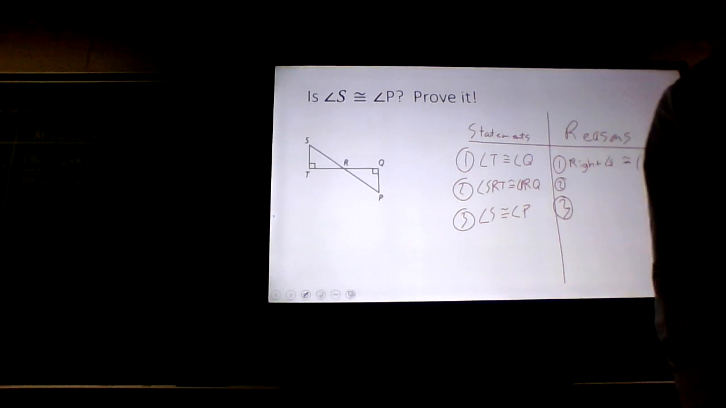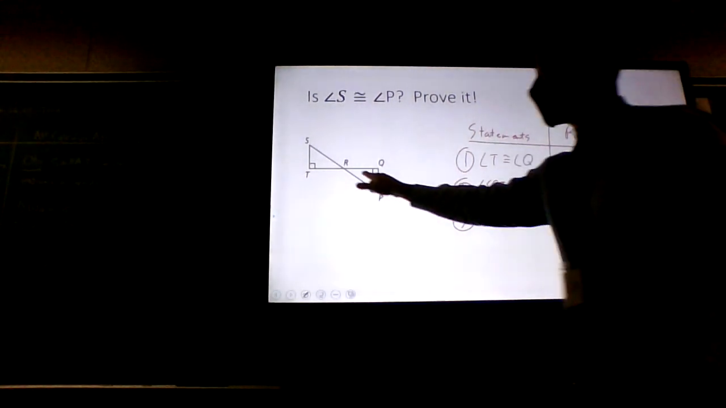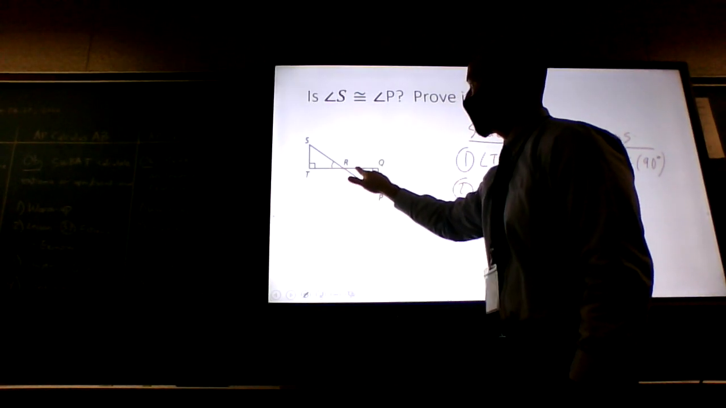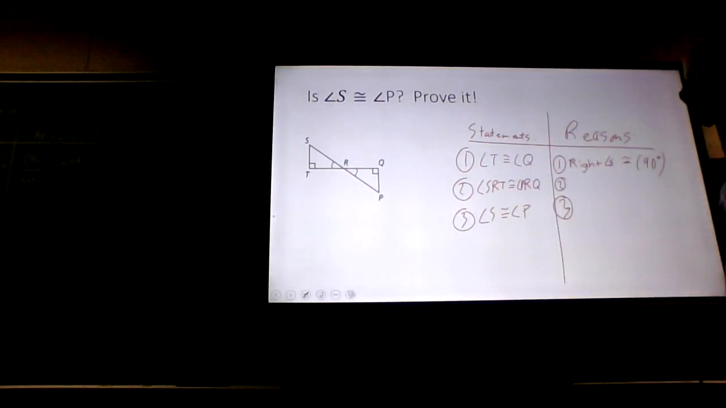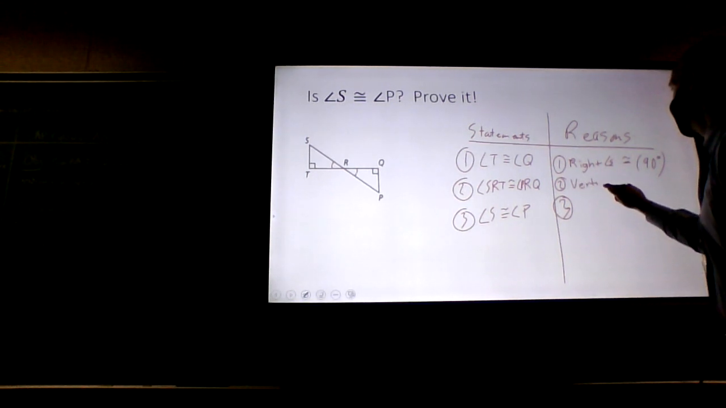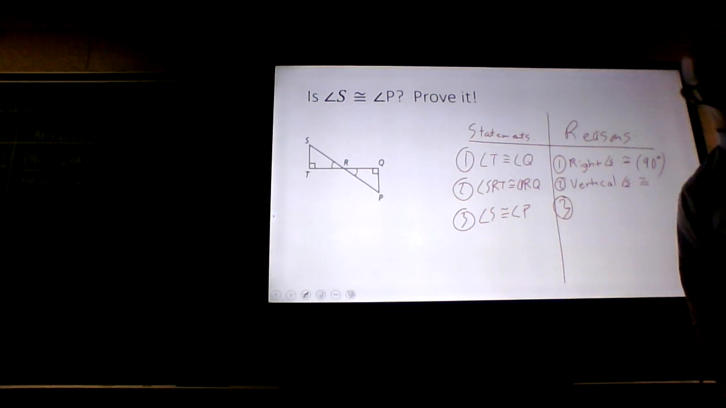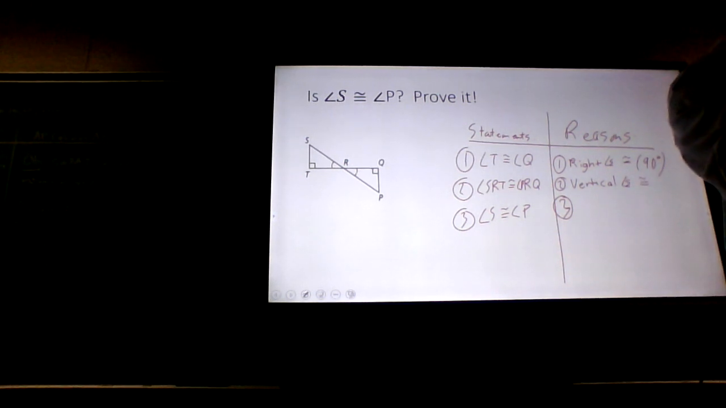That makes sense. Now, Vaughn helped me out with the really tough one, and he pointed out that this angle here, angle SRT, and angle PRQ have to be congruent, right? Why again? Vertical angles. Vertical angles are congruent. That's always true as well. Right angles are always congruent. Vertical angles are always congruent.